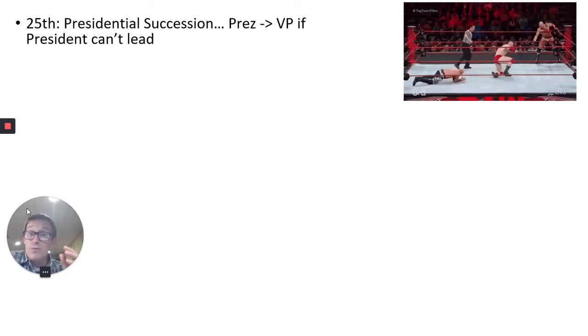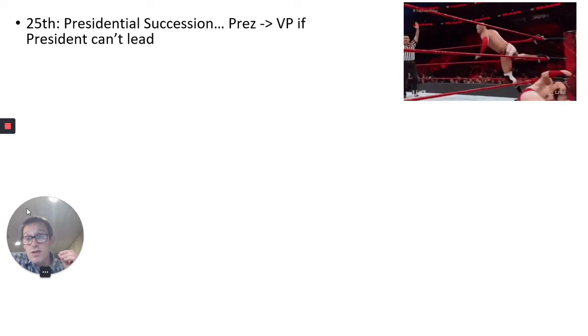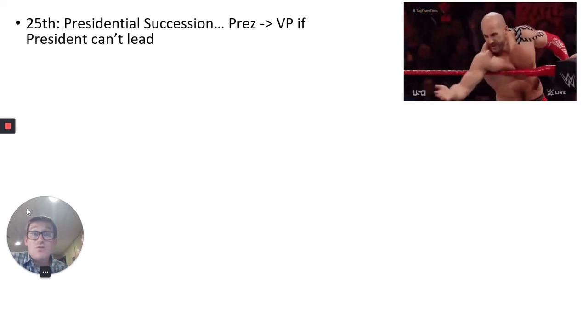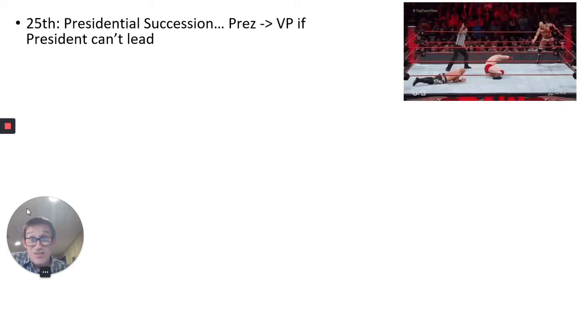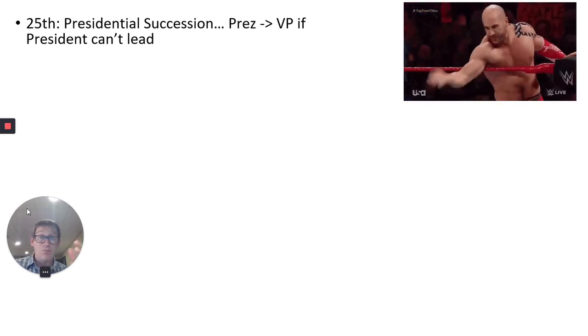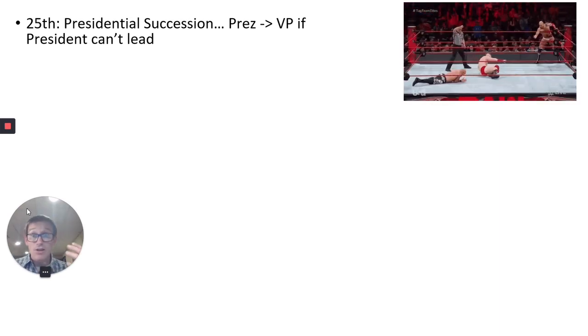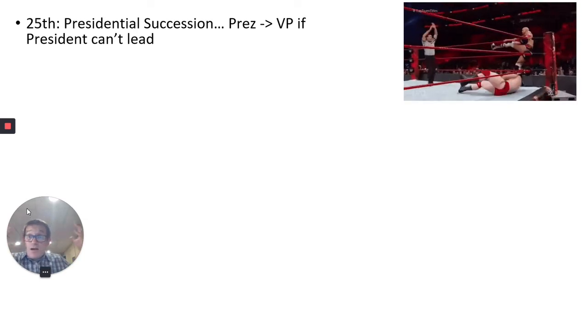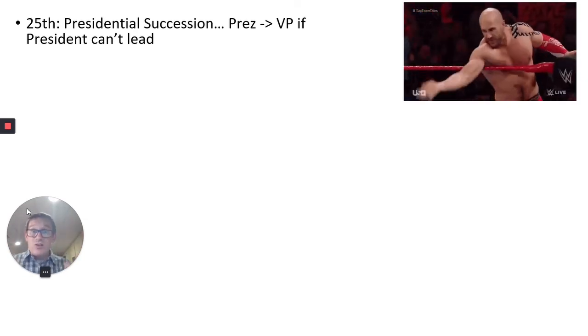Now, we know that if the president died, the vice president would be the next in charge. But medicine had come so far by the 1960s that, in theory, a president could have a heart attack and be kept alive on life support. And there'd be this big constitutional question: who's actually in charge of the country?